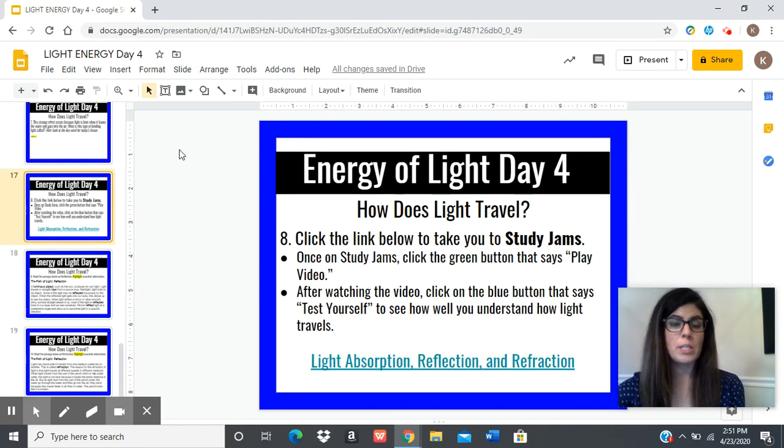Once you finish with the experiment, the next slide for number 8 says to click on the link below to take you to Study Jams. Once on Study Jams, click the green button that says Play Video. After watching the video, click on the blue button that says Test Yourself to see how well you understand how light travels.